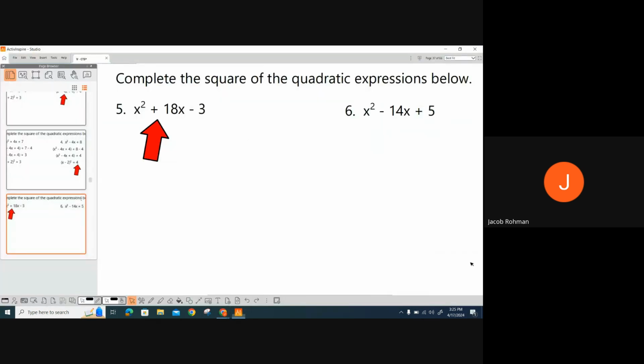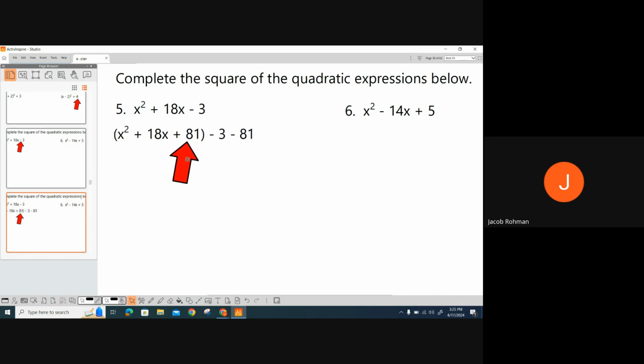And in example 5, we see that we have x squared plus 18x minus 3. Well, we know that minus 3 here is not going to help us to complete the square. The number that we really want that to be is going to be taking 18, which is the b. So 18 divided by 2, which is 9. And then 9 squared, which is 81. So we want this to be plus 81. So we're just going to go ahead and add that 81 here. We're going to push the minus 3 out, and then we're going to subtract 81.